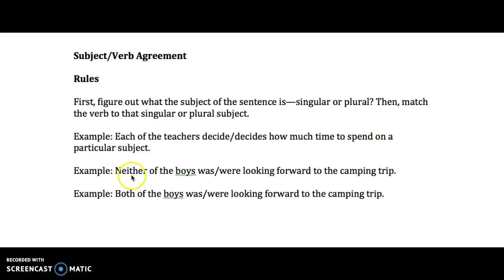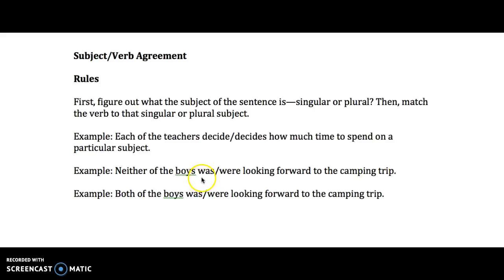So if it's singular, if this was Bob again, Bob was or were looking forward to the camping trip. You wouldn't say Bob were looking forward. That'd mean there were two Bobs or something like that. Bob's not plural, Bob's singular. So it would be Bob was looking forward to the camping trip. Well, just like Bob is singular, neither is singular. Neither of the boys was looking forward to the camping trip.